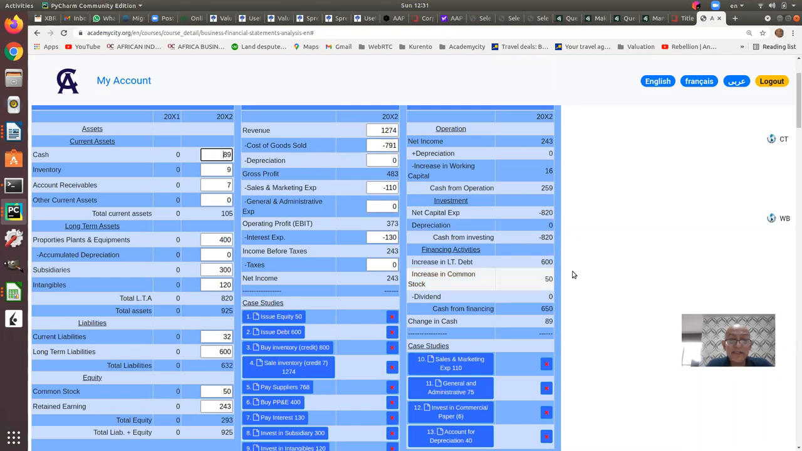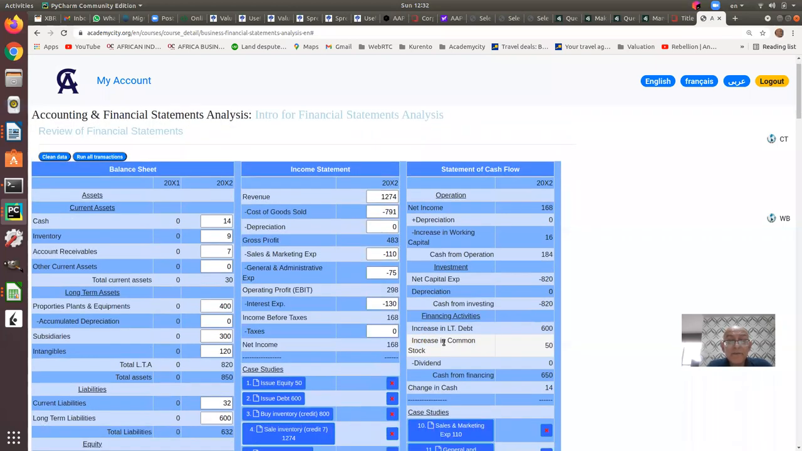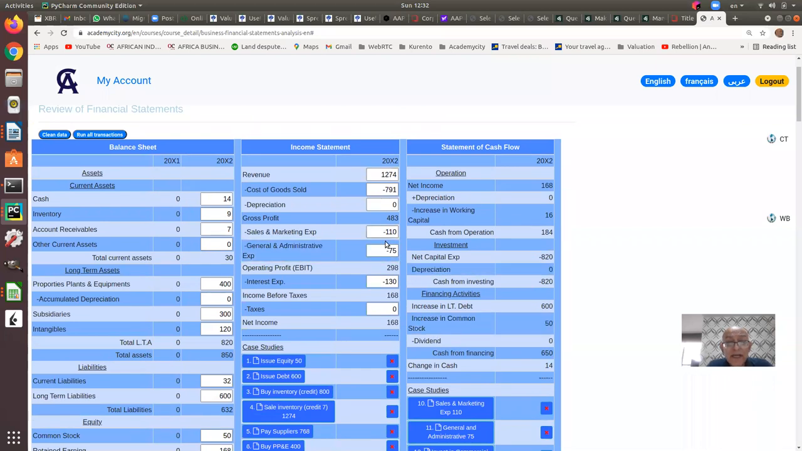Okay, let's move on. Next transaction. General administrative, a very similar transaction. Some companies combine them together. When we look at real financial statements, you will see some companies combine those two together. But I like to separate them, though the effect is very similar. When I click on that 75,000, pay attention, it's the same place. They are between the gross profit and operating profit. So I subtract sales and marketing, and I subtract general administrative.